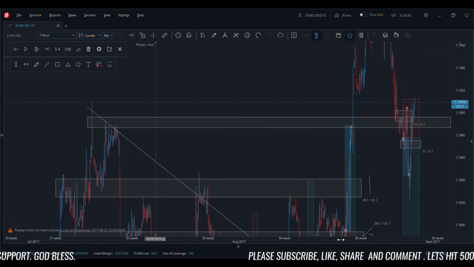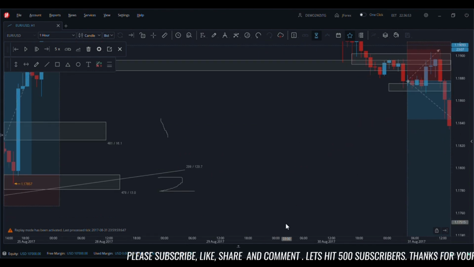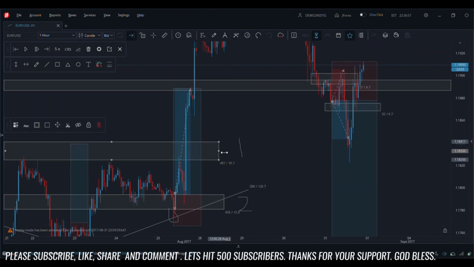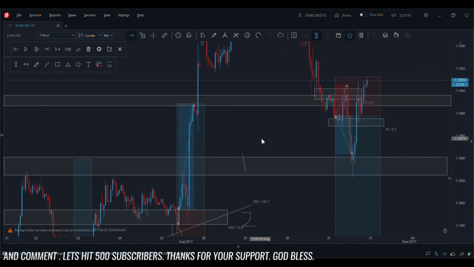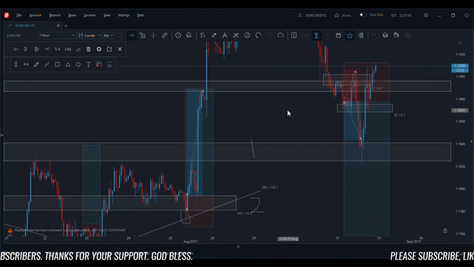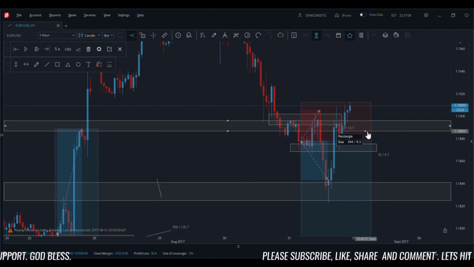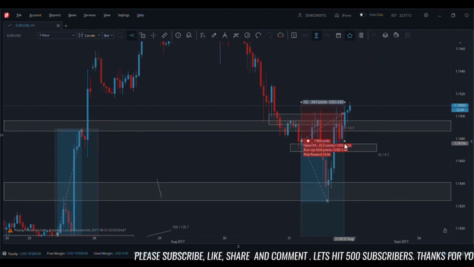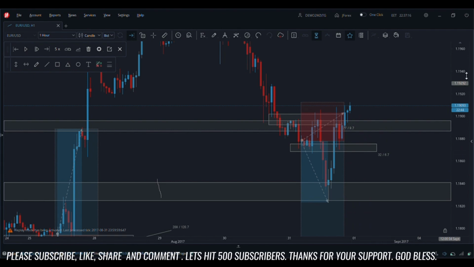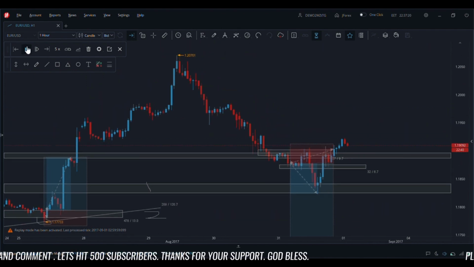As you can see, it reached only for the first zone. It did not go to the second zone. It did not go to the third zone. It only went for the first zone. That makes sense. So we could have taken our profit from there. At least we did not lose any money from that trade.